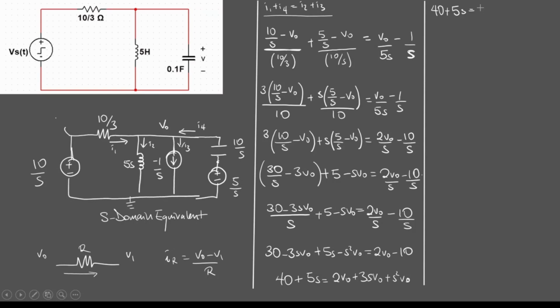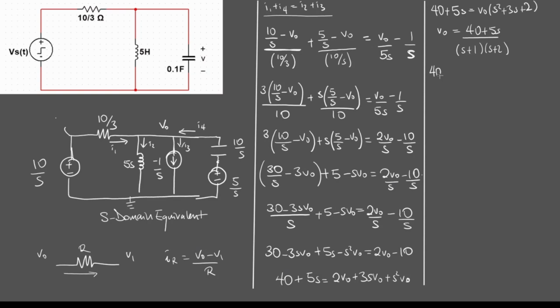Making this the subject of the formula, you're going to have 40 plus 5s all over s squared plus 3s plus 2. And the next thing now is to solve for partial fractions and take the inverse Laplace. But you can tell from experience that this is very easily factorizable. So that's minus 1, minus 2. Right, so yeah, s plus 1, s plus 2. I can already see that this is much easier to solve with partial fractions.